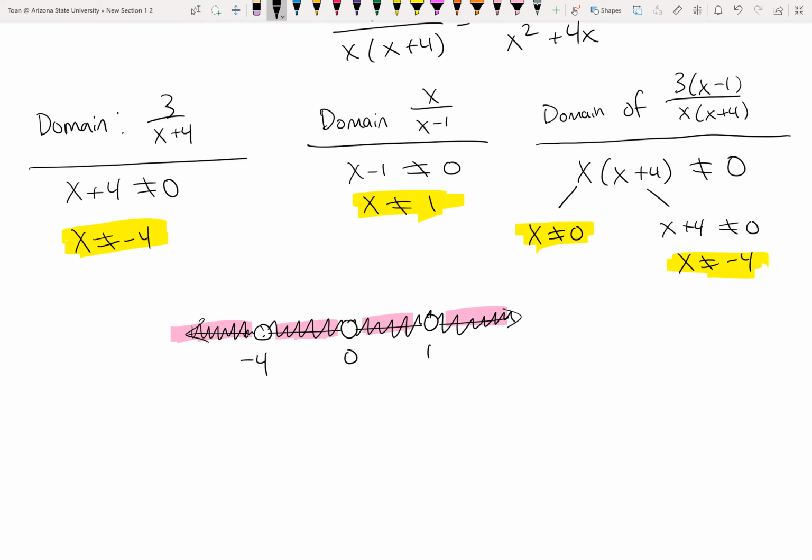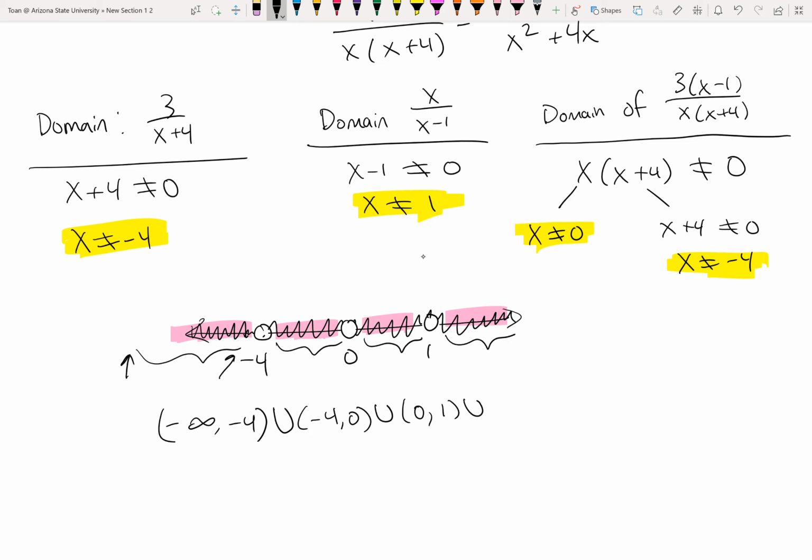What's the first interval here? You start at -infinity and you stop at -4. -infinity, comma, -4, and they're both parentheses because it's open. In intervals, you use a union if you want to connect multiple pieces. Where does the second piece start and end? It starts at -4 and ends at 0. Union. What about the third piece? Starts at 0, ends at 1. Union. What about the last piece? Starts at 1, goes all the way to infinity.